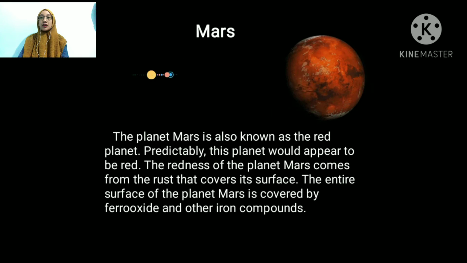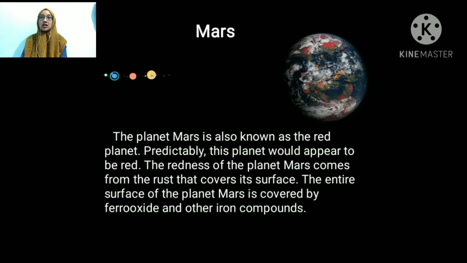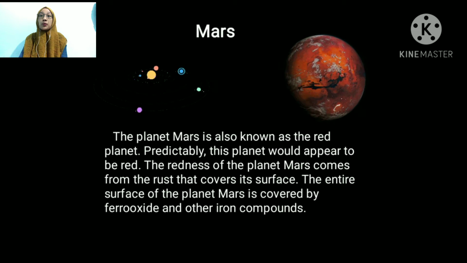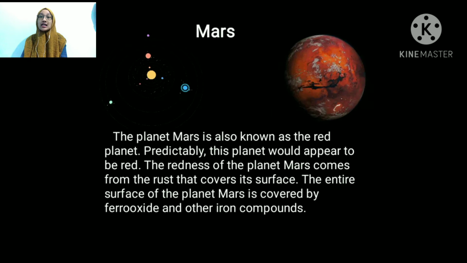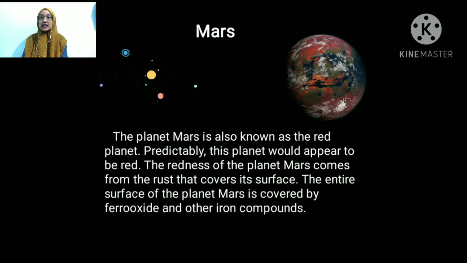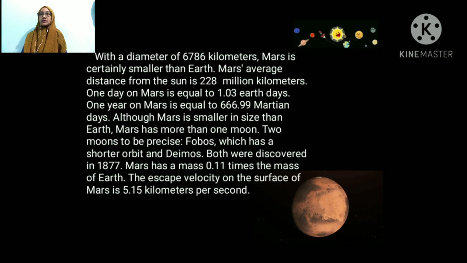Mars. The planet Mars is also known as the red planet. Predictably, this planet appears to be red. The redness of the planet Mars comes from the rust that covers its surface. The entire surface of the planet Mars is covered by peroxide and other iron compounds. With a diameter of 6,786 kilometers, Mars is certainly smaller than Earth. Mars' average distance from the Sun is 228 million kilometers.